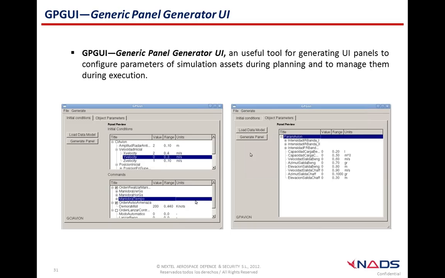Another tool is GPGUI. GPGUI is a generator of panels. You have your objects, for example, you have your plane, but now you want to put the initial values of this plane that will be in the simulation. With this tool, you can decide the initial values of this.